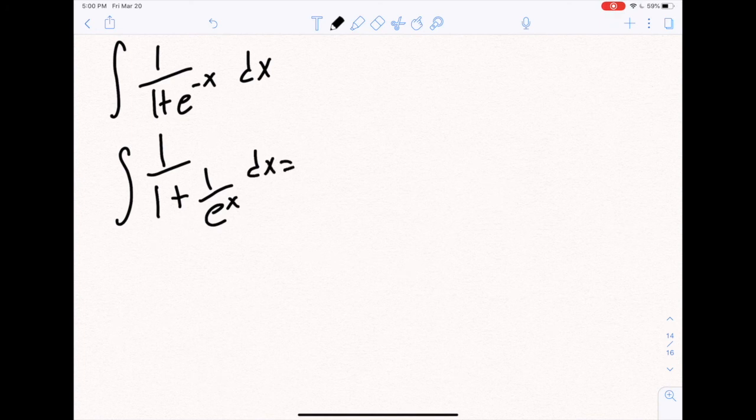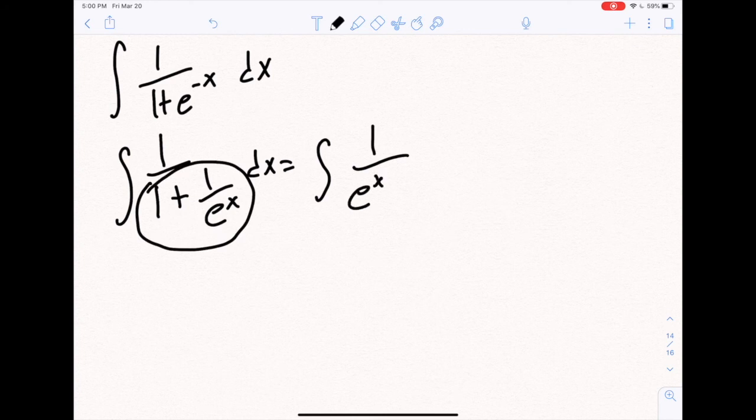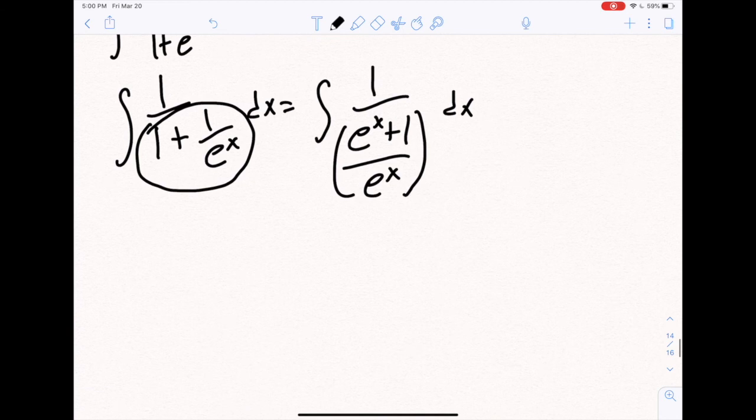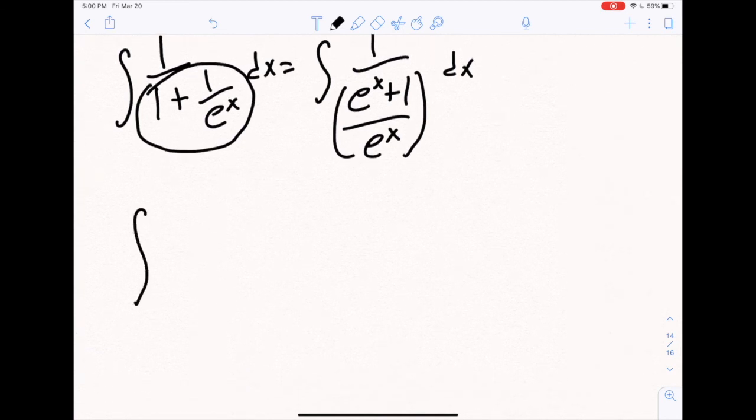And so that's just the same as the integral of 1 over, and now I'm getting a common denominator on the bottom and combining. And so we get e to the x plus 1 over e to the x. And that should be in parentheses there. Now because we're dividing by a fraction, we flip and multiply. So we get the integral of e to the x over e to the x plus 1 dx. And now we can use u substitution.